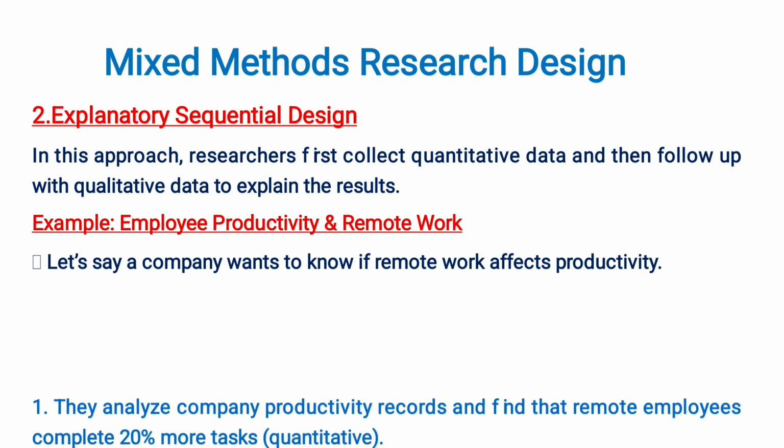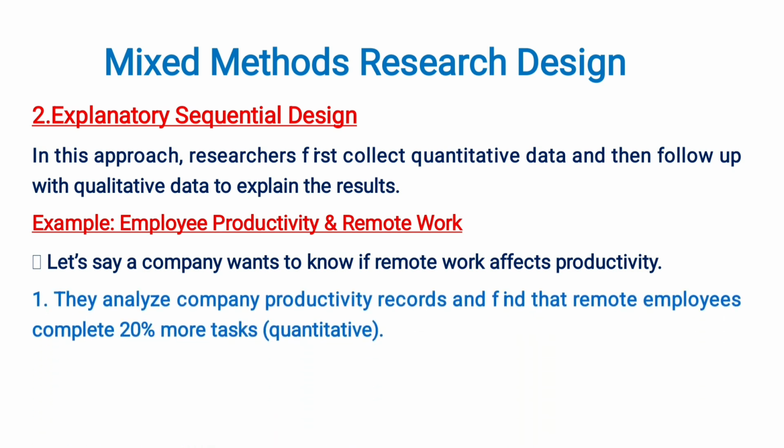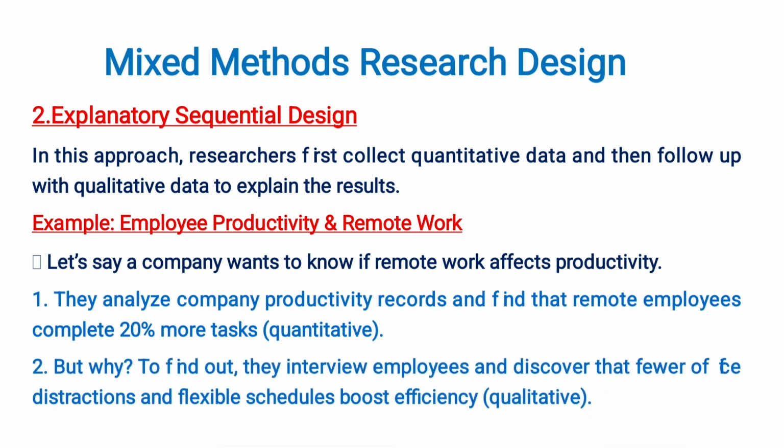Here at first, the company needs to analyze its productivity records and finds that remote employees complete 20% more tasks. This data is quantitative one. And second, when the researcher asks why this happened, in order to find out this, they interview employees and discover that fewer office distractions and flexible schedules boost efficiency. This one is qualitative data. This method helps us to uncover the why behind the numbers, guys.